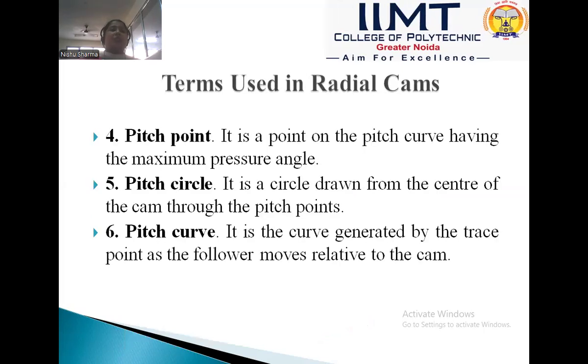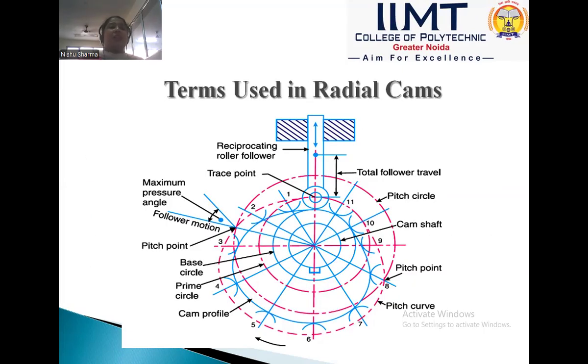And next is the prime circle. The prime circle is not made in all followers. It is only made in a roller follower. This one is called the prime circle, but it is only generated in a roller follower. The prime circle is the smallest circle that can be drawn from the center of the cam and tangent to the pitch curve.